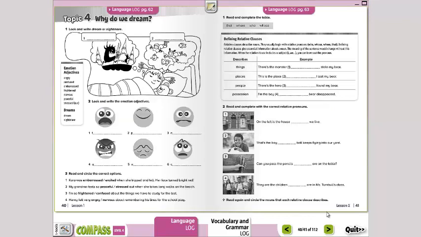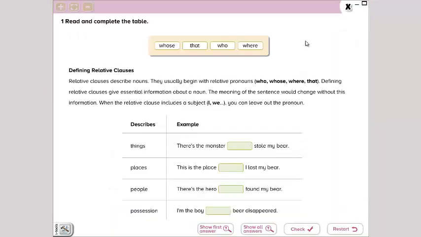page 41 and 42, we have here, it says, read and complete the table, defining relative clauses. Miren, es lo que acabamos de ver ahorita, pero eso es lo que vimos la semana pasada, defining relative clauses. Estas son las defining, ok, no las non-defining. Relative clauses describe nouns. They usually begin with relative pronouns: who, whose, where, and that. Defining relative clauses give essential information about a noun. The meaning of the sentence will change without this information. When the relative clause includes a subject, I or we, you can leave out the pronoun, okay?